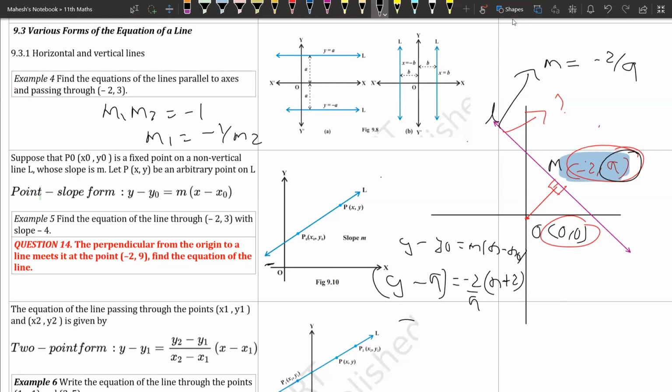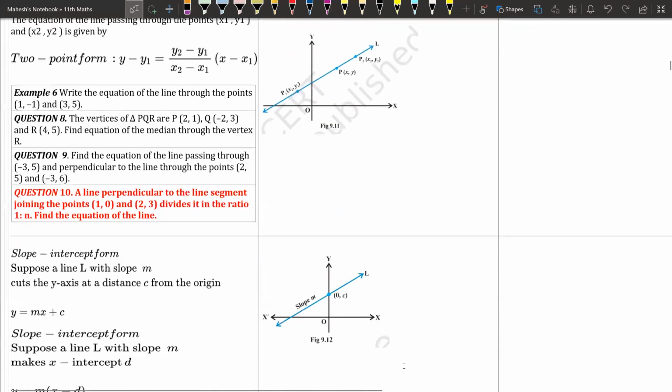Now with cross multiplication, we'll get 9y minus 81 is equal to -2x minus 4. Writing them in the standard form, this is 2x plus 9y, and if you add this, we're getting how much? Adding this, we'll get plus 77 equal to 0. So this is how the equation of this line is obtained for question number 14. Now, after that, we'll move to the next formula for obtaining the equation of a line.